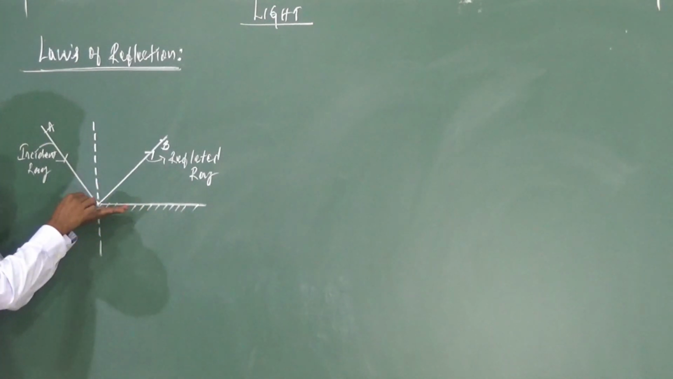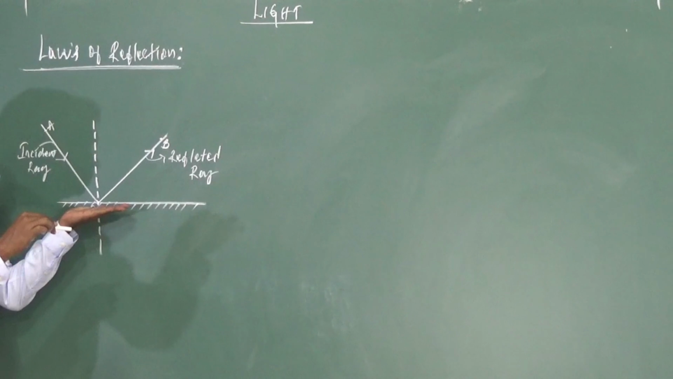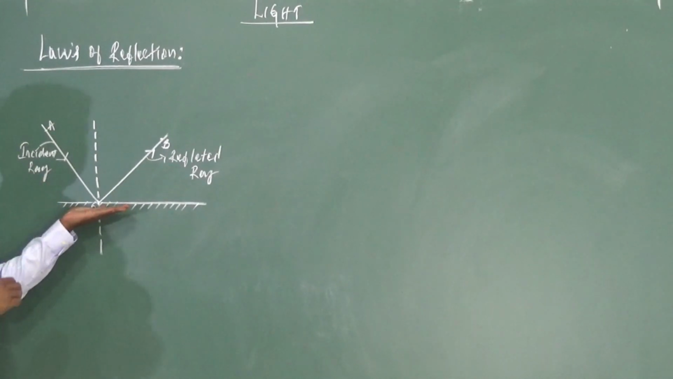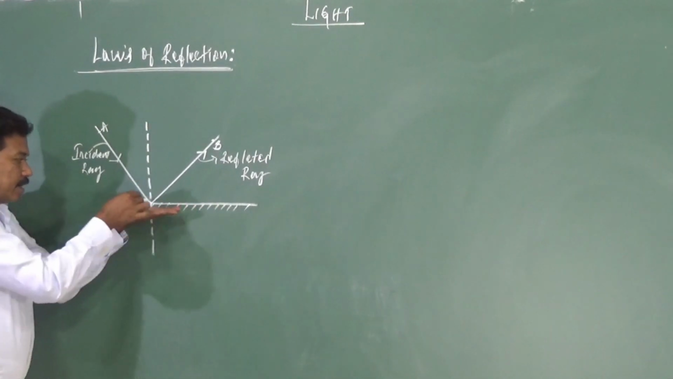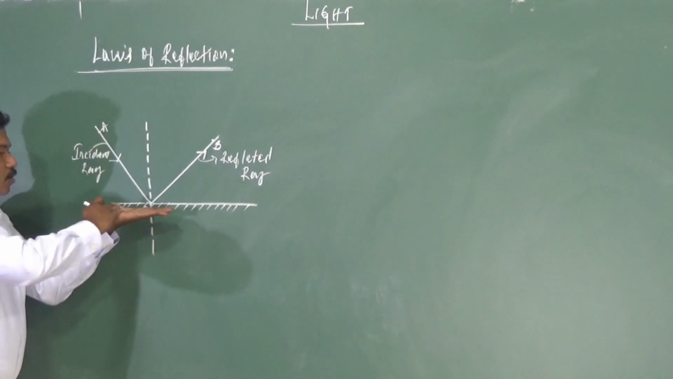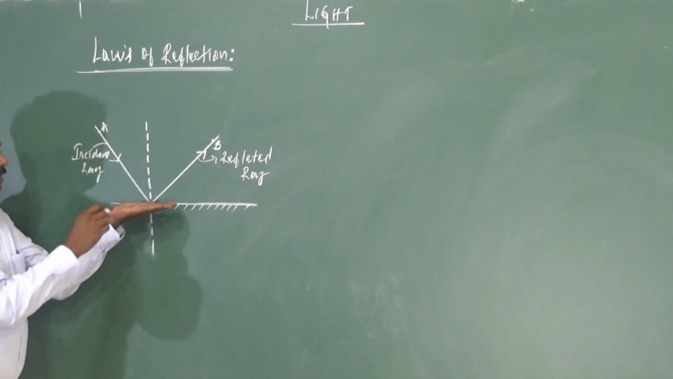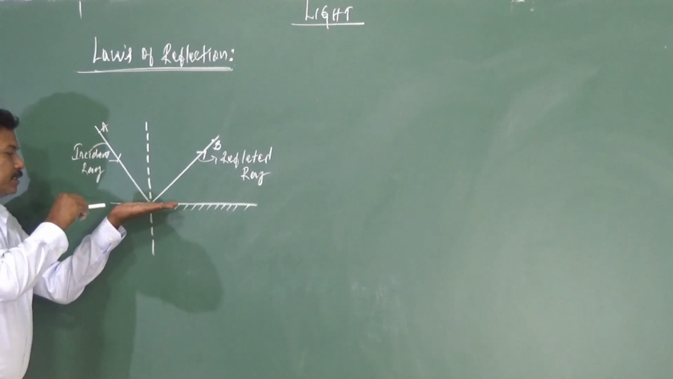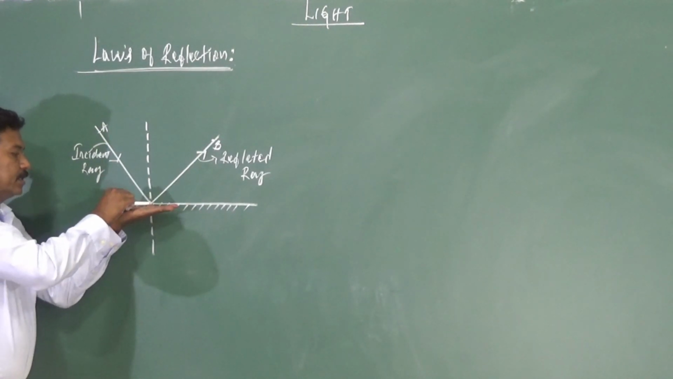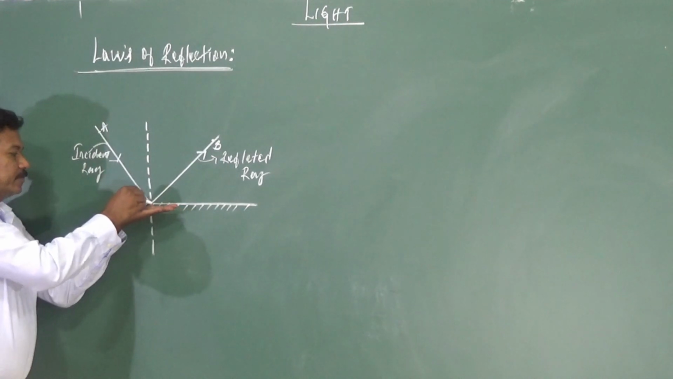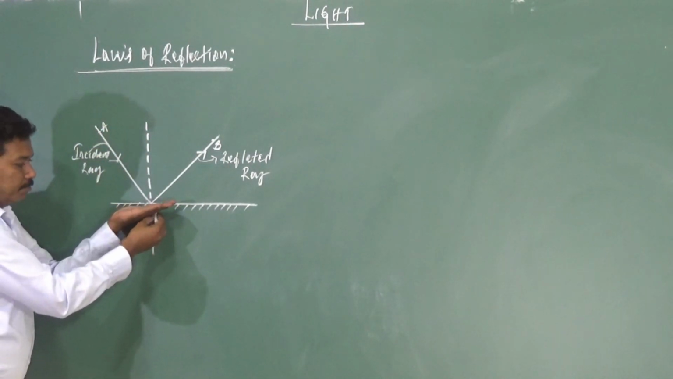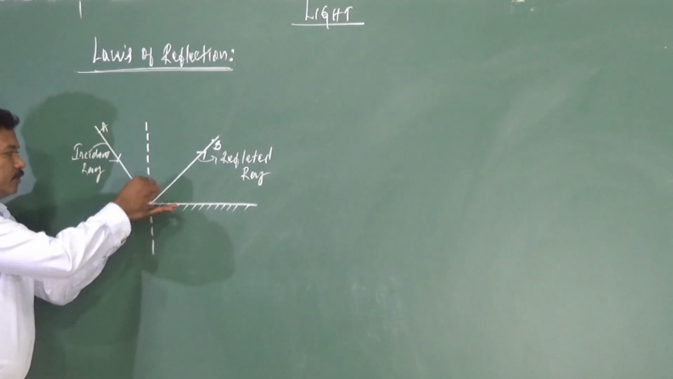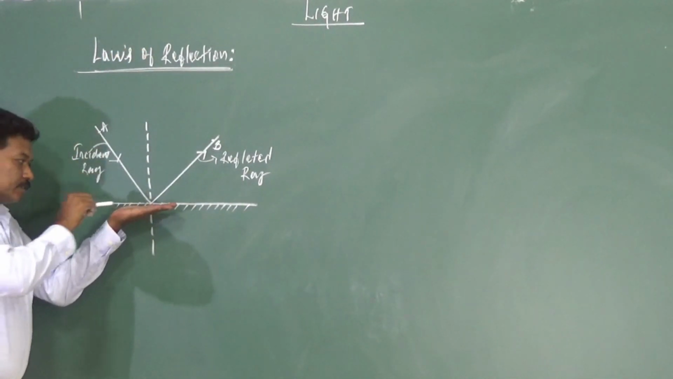So here, the normal also can be drawn. According to the first law of reflection, the incident light ray, the reflected light ray, and the normal are all on the same plane. In the sense, the incident light ray goes in this direction. After reflection, it's not going to go somewhere here. It's not going to come below the plane. So it travels on the same plane.